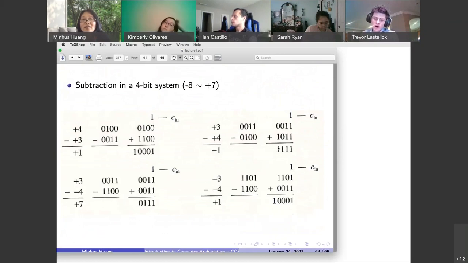Okay, so then you get the result, which is 1111. Actually, this is negative one. Okay, that's not overflow. So for this one, up to now, no overflow occurs.